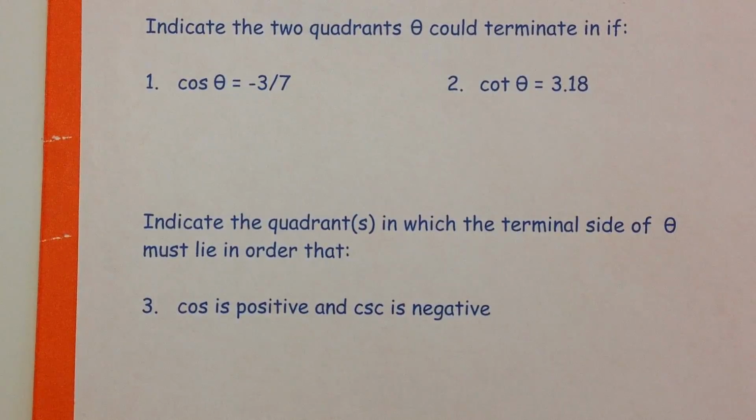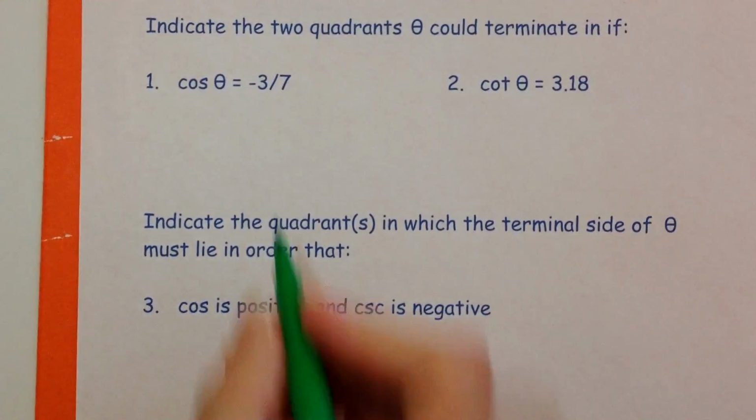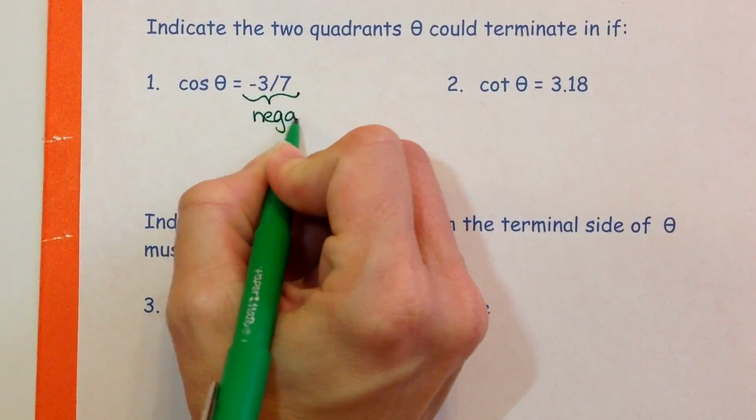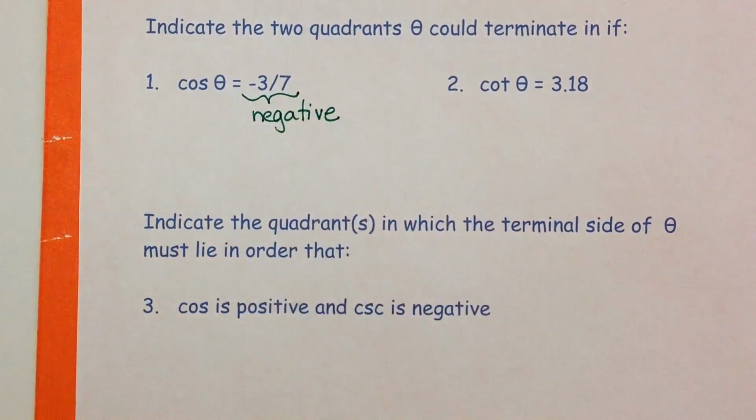The first one I have here is cosine theta is equal to negative 3/7. The thing about this is it's negative. That's what you need to notice. The fact that it's a 3 on the top and a 7 on the bottom really doesn't matter. This could be a negative 3 over 5, or it could be a negative 2 over 7, and I'm going to answer exactly the same way. It's just the fact that it's negative.